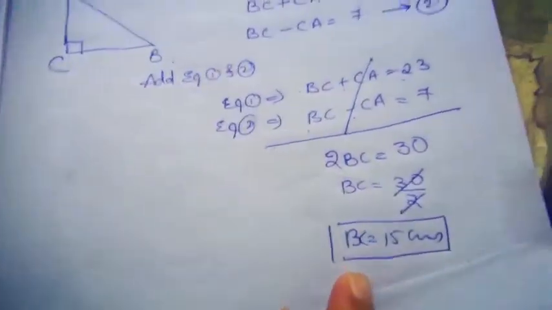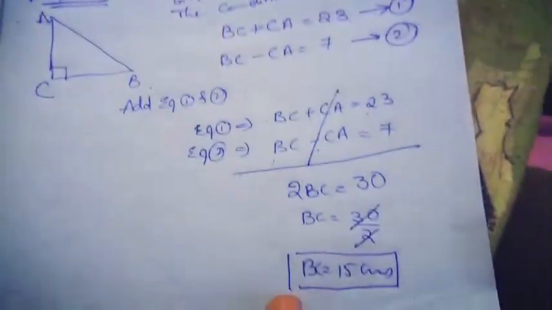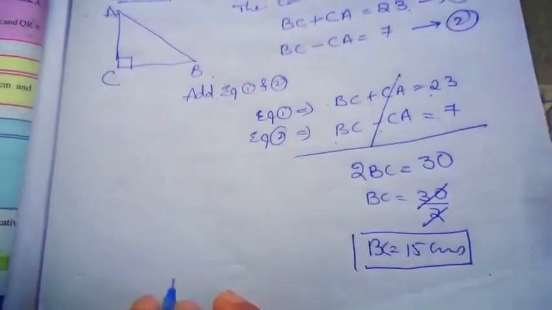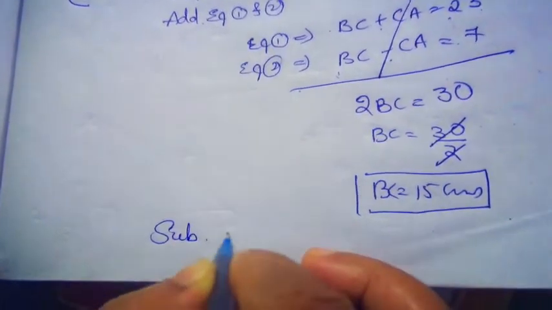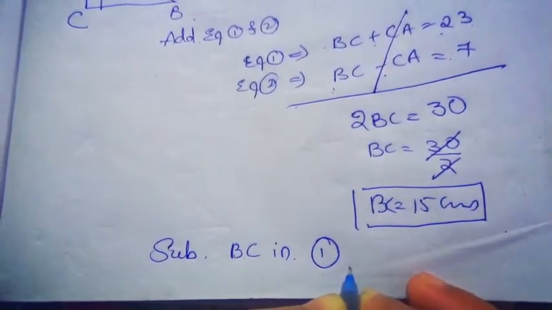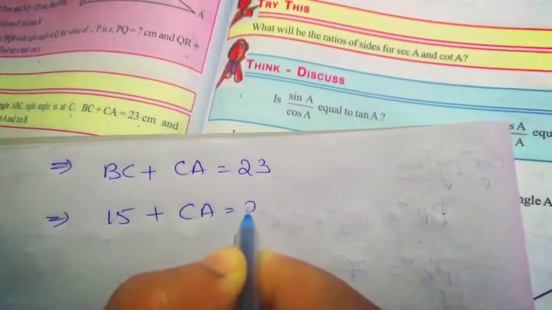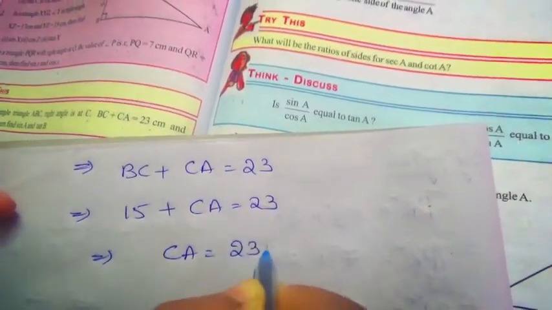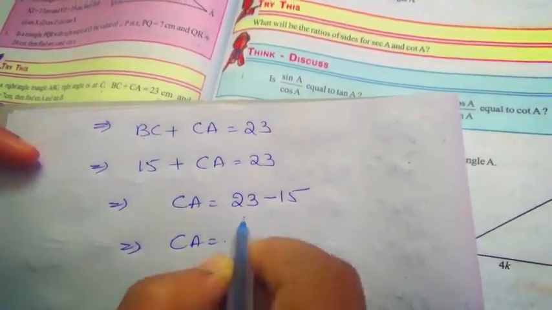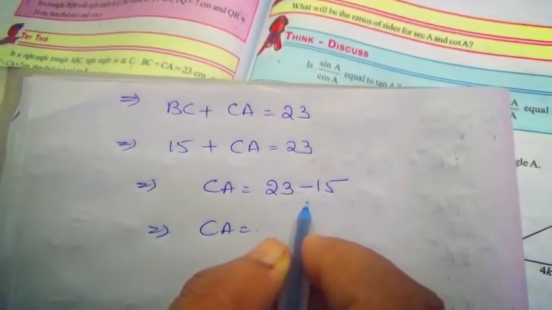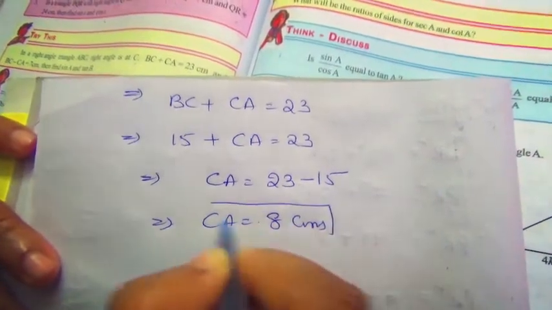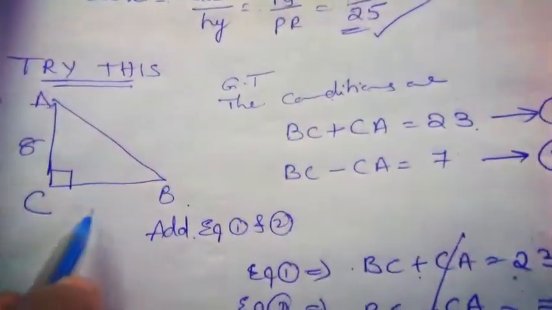We just substitute this BC value in equation 1 or 2, anyone. I want to substitute this BC value in equation 1. What is the first equation? BC plus CA is equal to 23. That implies 15 plus CA is equal to 23. That implies CA is equal to 23 minus 15. Subtract, and you will get 8 centimeters. CA is 8 centimeters, BC is 15 centimeters.